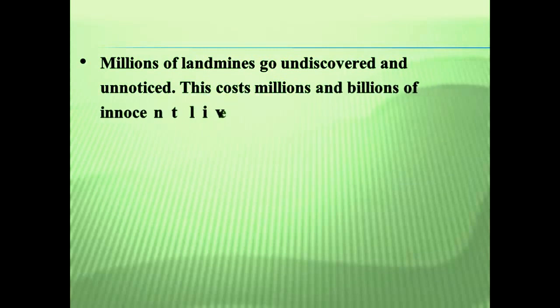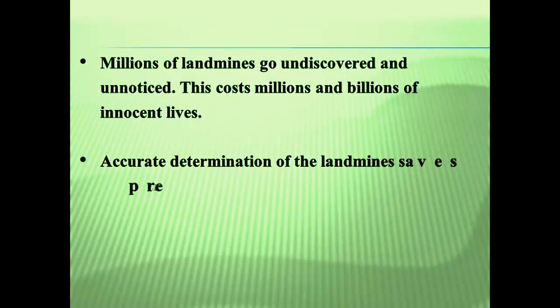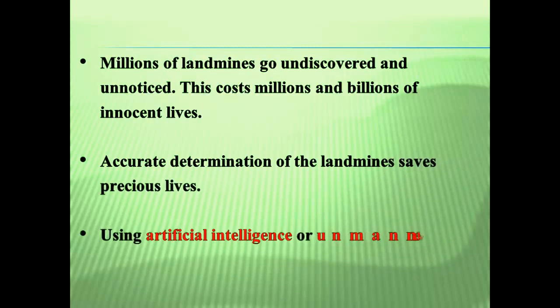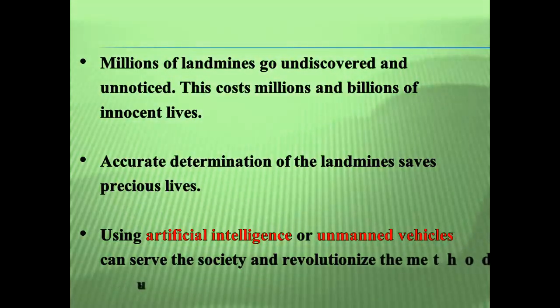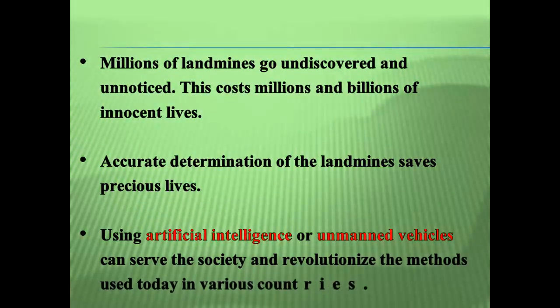Millions of landmines go undiscovered and unnoticed. This costs millions and billions of innocent lives. Accurate determination of the landmines saves precious lives. Using artificial intelligence or unmanned vehicles can serve society and revolutionize the methods used today in various countries.